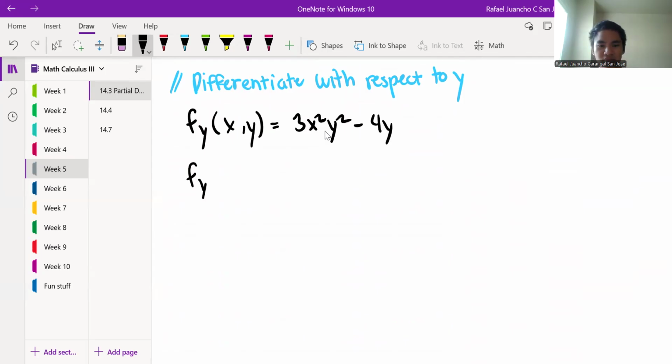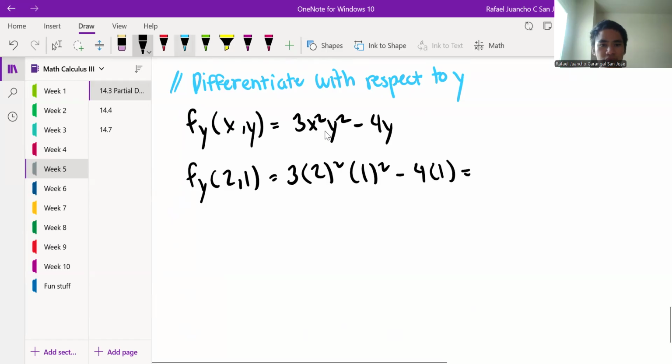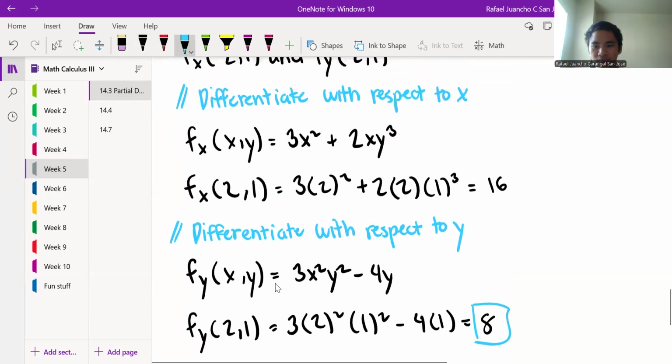And now we plug in my 2 and my 1, and I evaluate. There we go. What's this? 4, 12, minus 4, 8. Done. That easy. And then 16.